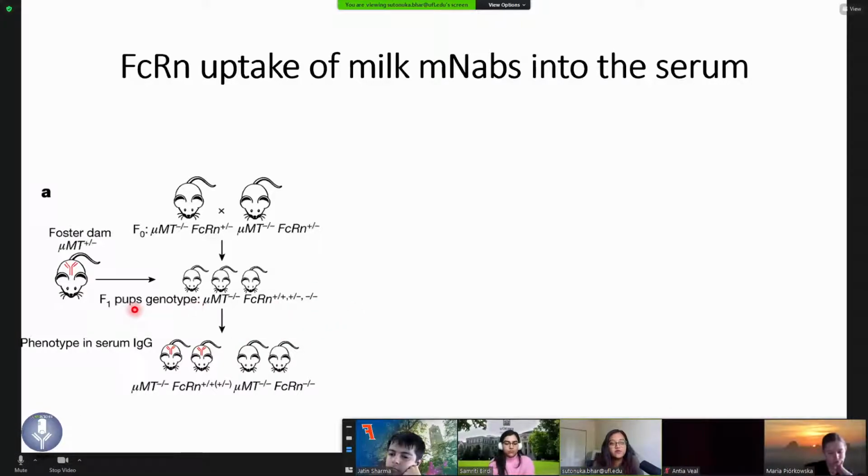What they do of these pups is all these pups are being fostered by mu-MT plus, which is a normal mother. And now they want to see if in absence of mu-MT, which is B cells, but in presence or absence of FcRn, the antibodies are being transferred to the pups or not.